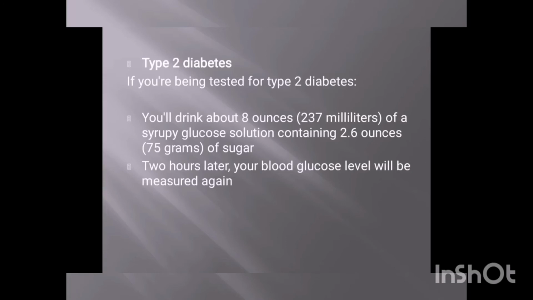So type 2 diabetes. If you're being tested for type 2 diabetes, you will drink about 8 ounces or 237 milliliters of syrupy glucose solution containing 2.6 ounces or 75 grams of sugar.